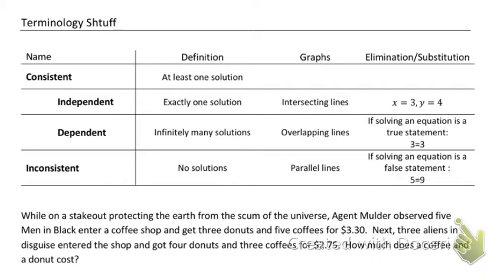These are those 3 that you need to know. Once again, independent if you see intersecting lines. Overlapping lines is dependent, parallel, inconsistent. If you get an answer, independent. If you get no variables, it's either true or false. True, dependent, false, inconsistent.